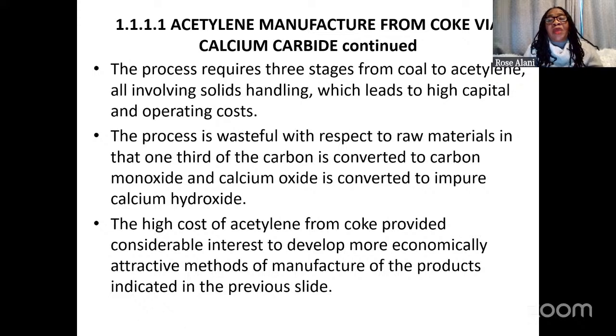So the process also has another problem. It requires 3 stages. First of all, you have to produce coke from coal. And then another stage, you now use the coke to react to produce calcium carbide. And then you use calcium carbide, react with water to produce acetylene. So several steps are required for the conversion.